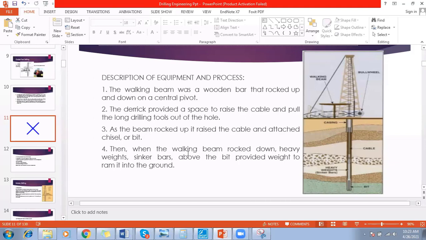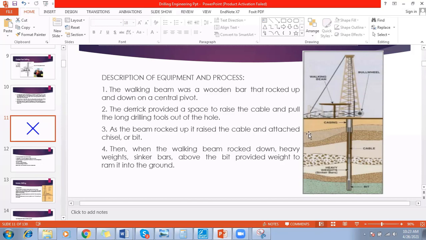Okay, this was the procedure related to cable tool drilling, and this is the main component of cable tool drilling. This is the walking beam, and it is connected with the drill stem. Drill stem is the combination of the components that are present in the borehole. What are the components that will be present in the borehole?